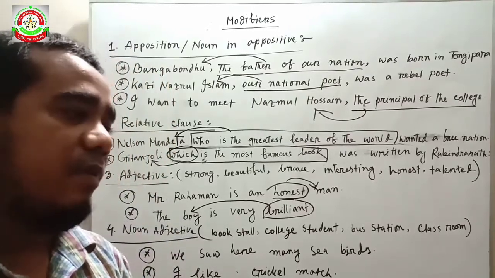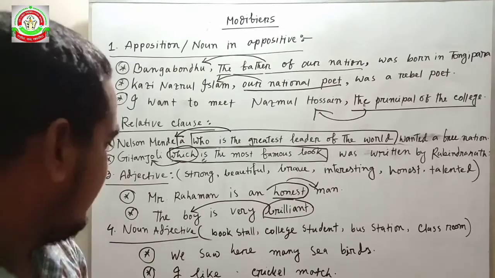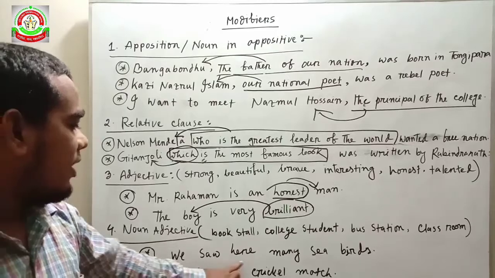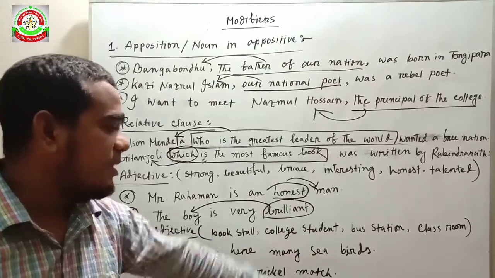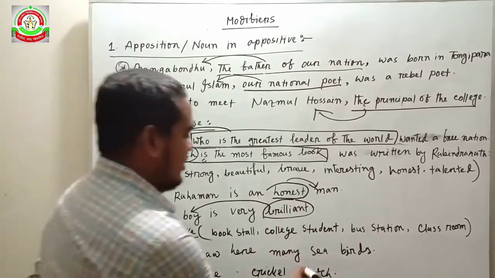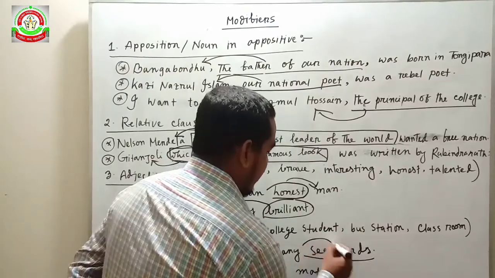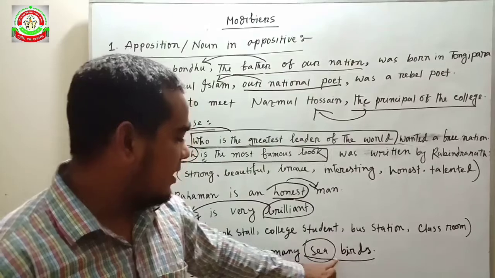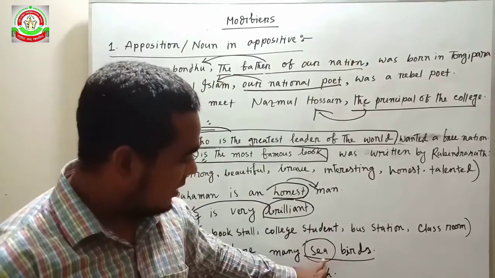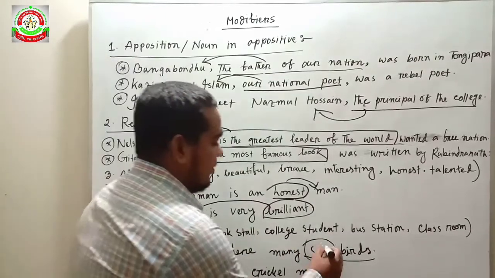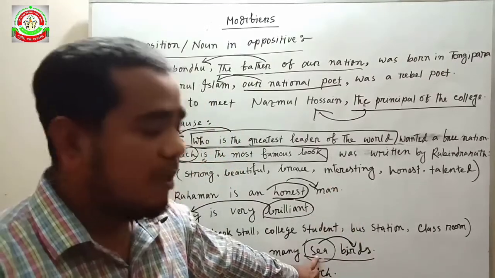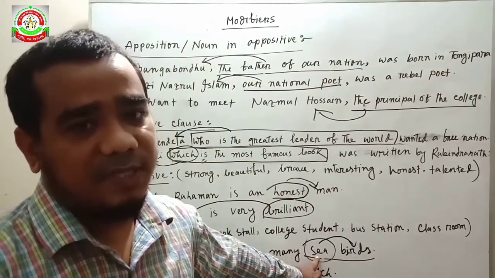It always pre-modifies. Let's see the sentences. I have written here two sentences. We saw here many seabirds. Here, seabirds: there are two nouns, sea and birds. But when sea sits before birds, this word pre-modifies the noun birds. This is called a noun adjective.